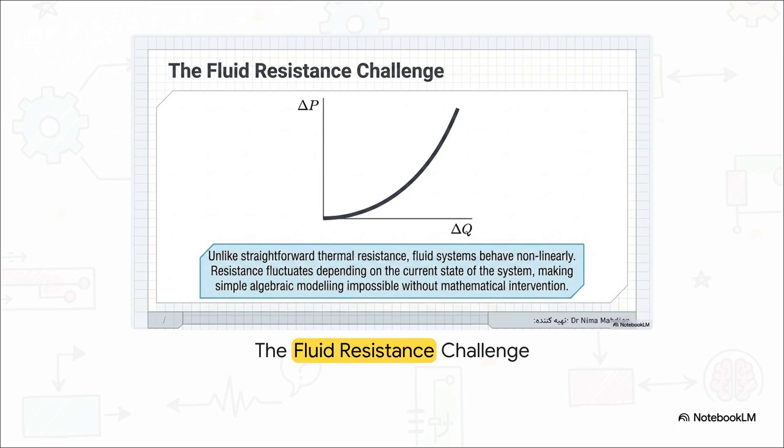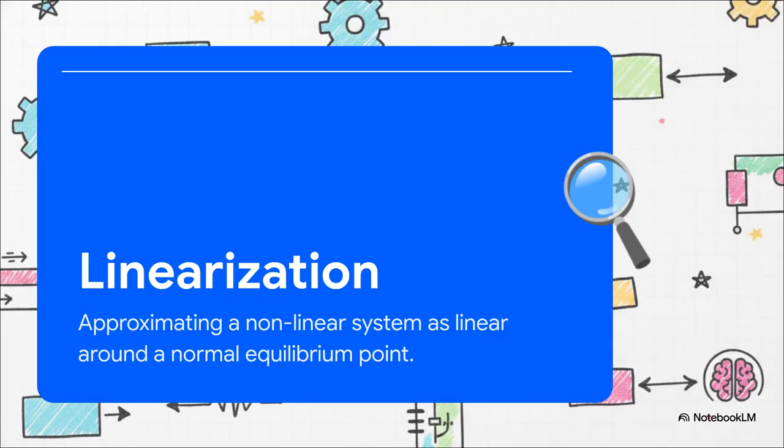So we need a mathematical intervention. And that intervention is called linearization. It's a foundational trick in control engineering. We're essentially taking a messy, nonlinear reality and approximating it as a clean, linear system. But, and this is key, only around a very specific, normal operating equilibrium point.